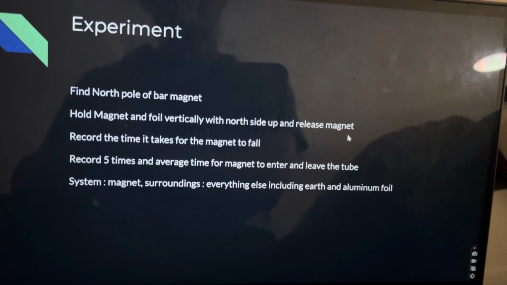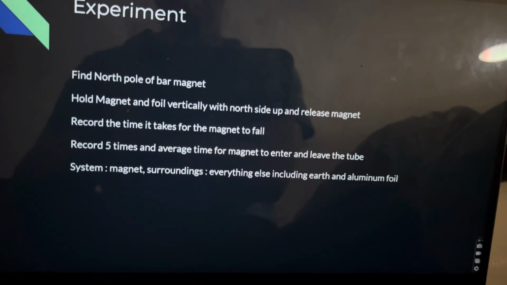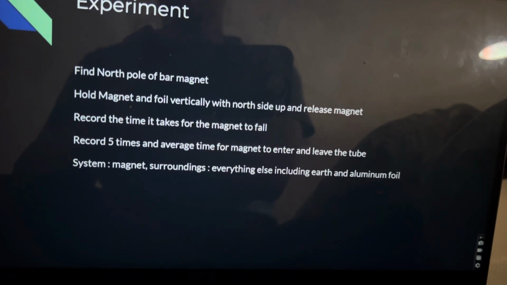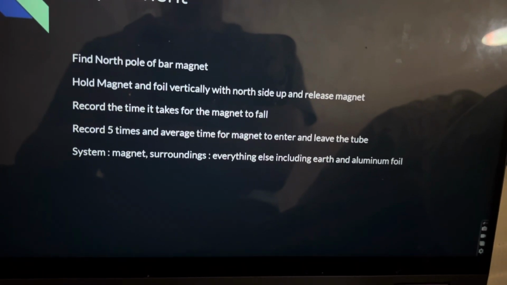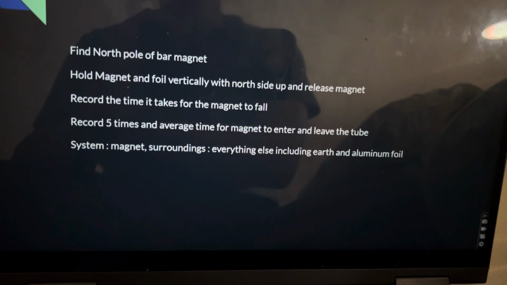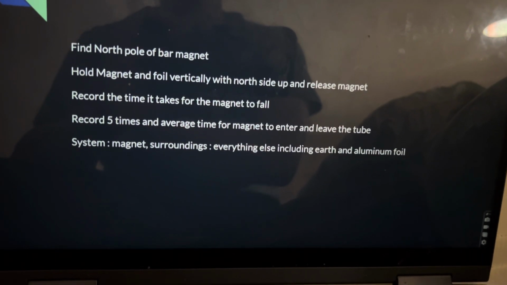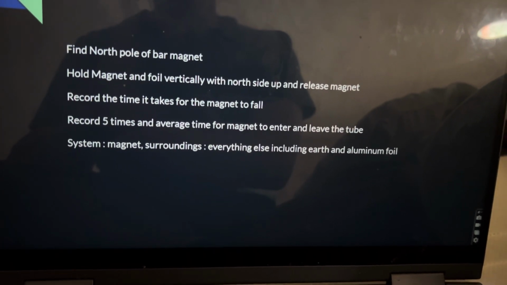So for the experiment, the north pole of the Bower magnet was to be found, and then the magnet was held vertically above the foil, which was also held vertically, with the north side of the Bower magnet held up, and the magnet was released. Then the time it took for the magnet to fall was recorded, and after 5 trials, the time was averaged for the magnet to enter and leave the tube.